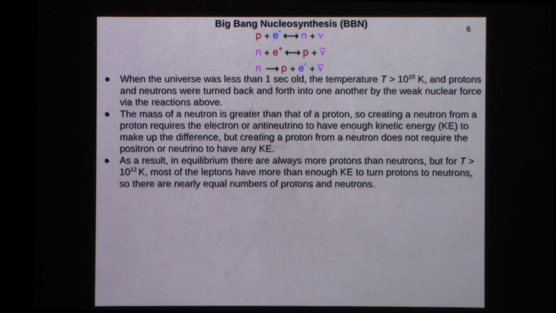But if the temperature is more than 1 trillion Kelvin, then most of the electrons at that temperature have more than enough kinetic energy to turn protons into neutrons. So there's nearly equal numbers of both. There's just a little bit more protons, but not much, because there's plenty of energy to go around. Everybody's got plenty of energy. It's only a slight asymmetry.